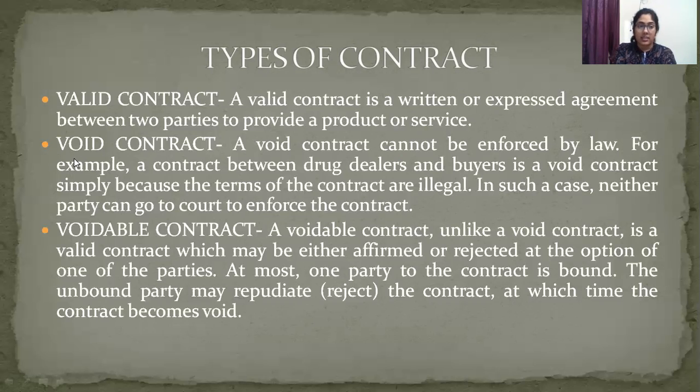Talking about the next aspect, the void contract. Now, what is a void contract? A void contract cannot be enforced by law. Very naturally, for example, a contract between a drug dealer and a buyer is a void contract simply because the terms of the contract are illegal. As I said, if it is not enforceable by law, it is a void contract. If it is enforceable by law and it is not illegal in the eyes of law, it is a valid contract, right? In such a case, either party can go to court to enforce the contract.